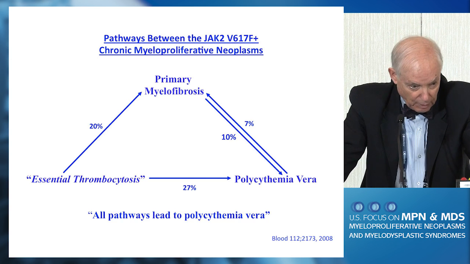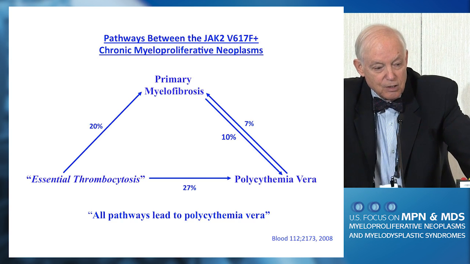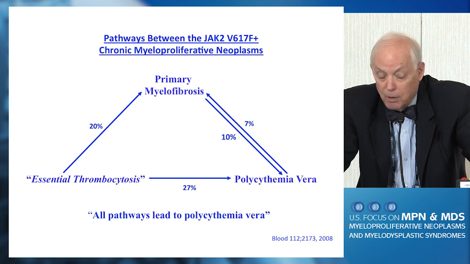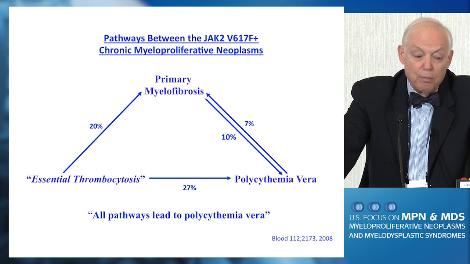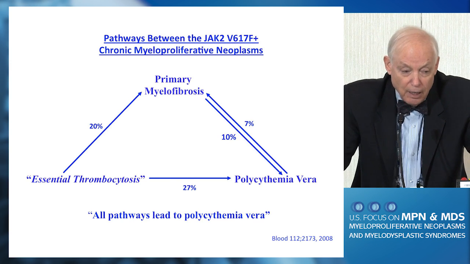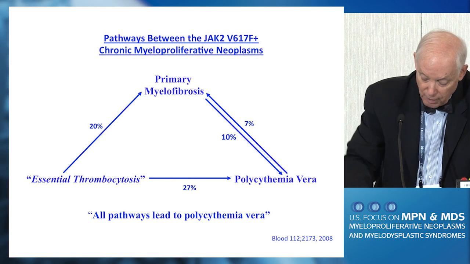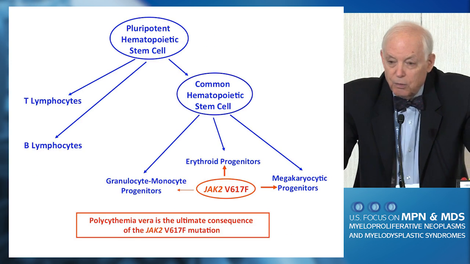from genotypic abnormalities. And so what looks like essential thrombocytosis, if you're a man, may end up as primary myelofibrosis, or if you're a woman, as polycythemia vera. And if you have myelofibrosis, you can go to polycythemia vera and vice versa. But all pathways lead in that direction. And there's a reason for that.